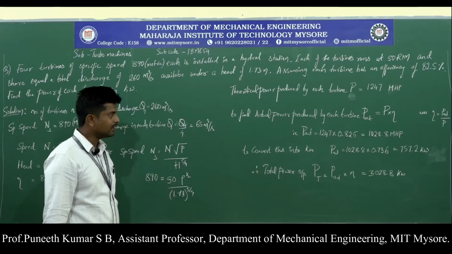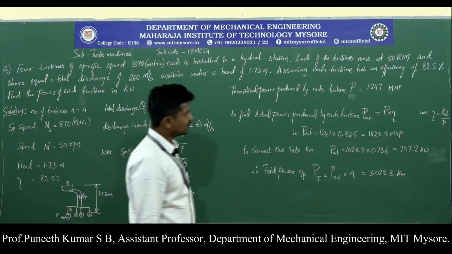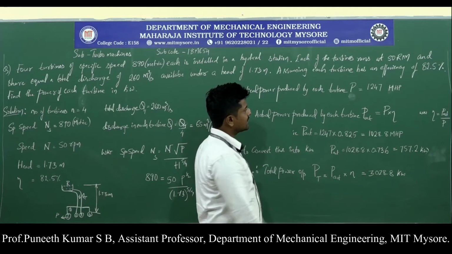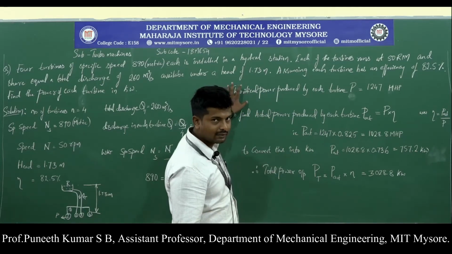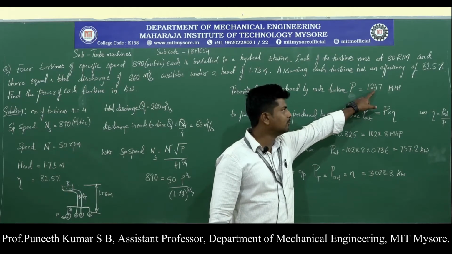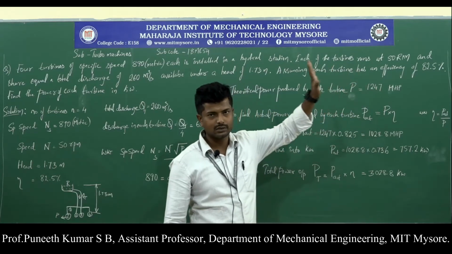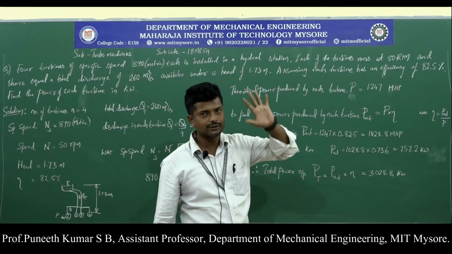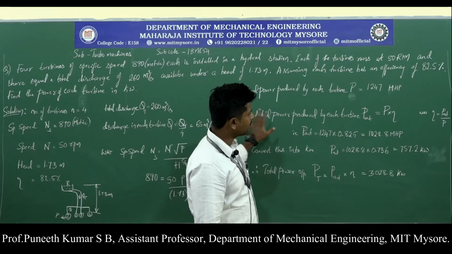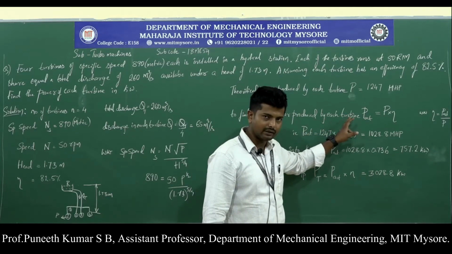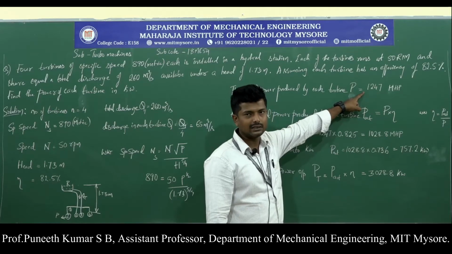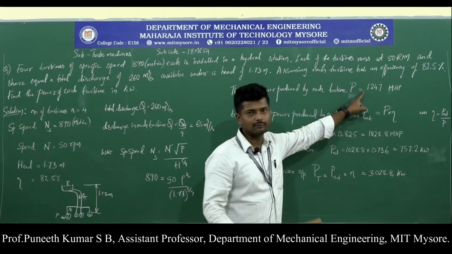Next head is 1.73. So, after solving this equation, I will get the ideal power or theoretical power of each turbine, 1247 metric horsepower. This is of an individual turbine. Next, to find the actual power produced by each turbine, since this is the ideal power, obviously there will be certain amount of losses.